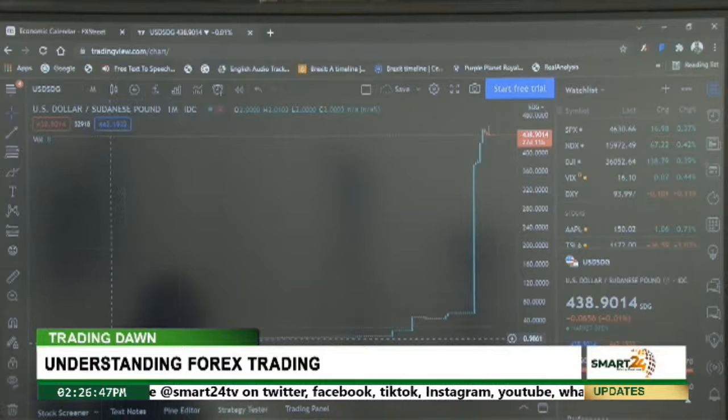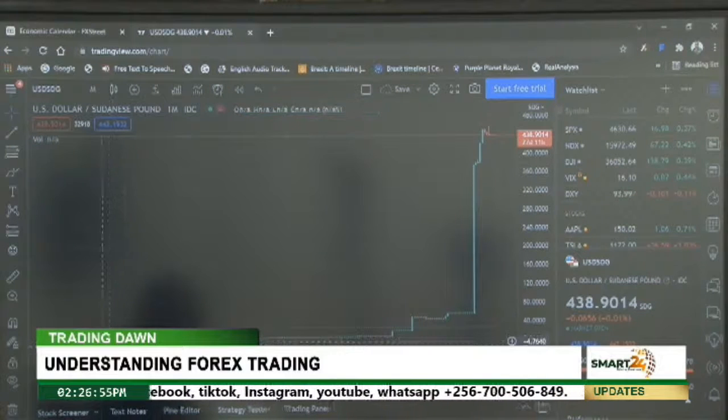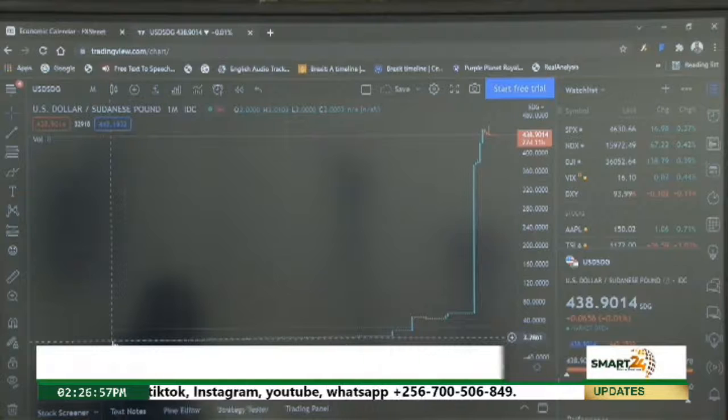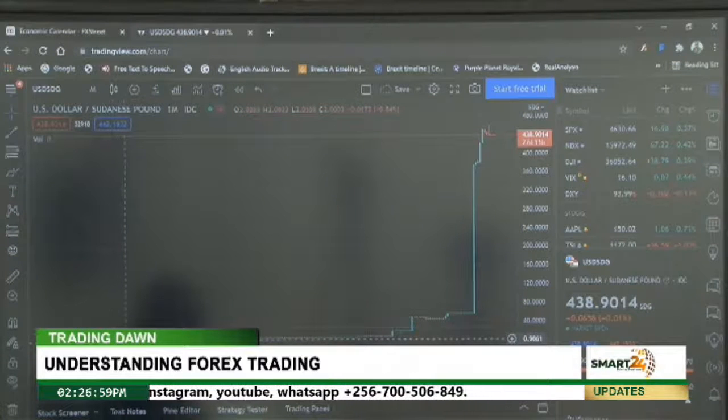So the price of the US dollar is in the Sudanese pound. The price of US dollars in Sudan was, let me get the actual figure there, about 2.13. So every dollar was equivalent to about 2 Sudanese pounds.